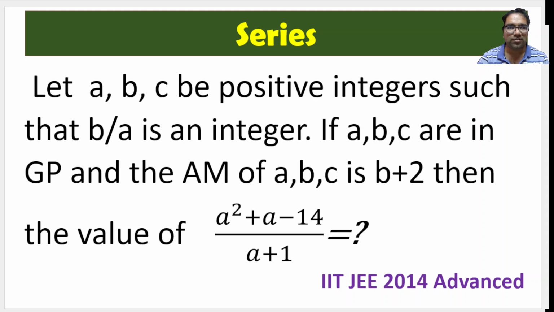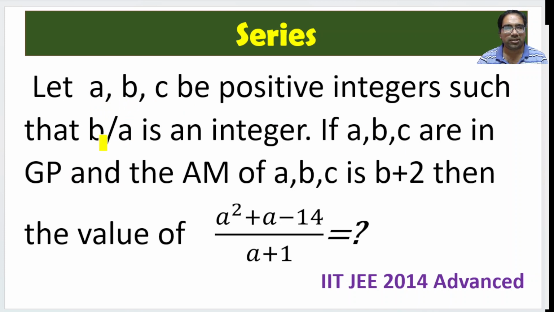Hi friends, let us look at this problem from 2014 Advanced. Here we are given three positive integers a, b, c such that b by a is also an integer and a, b, c are in geometric progression. What does that mean? a, b, c are integers and b by a is an integer. That means the ratio is an integer.